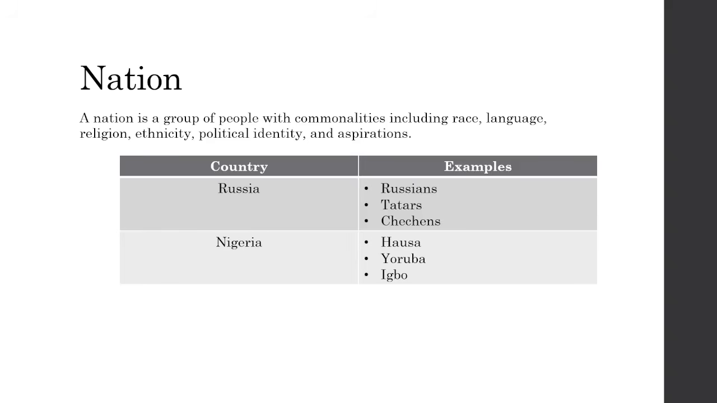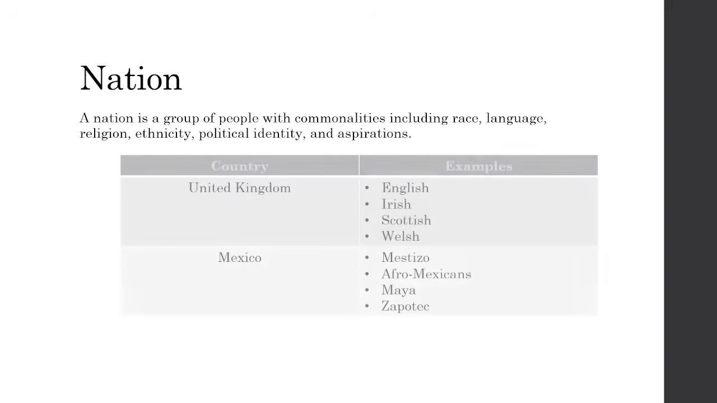And same thing with Nigeria. Nigeria is so diverse in their nationalities, and they all have their very strong distinctions. So we have the Hausa, the Yoruba, and the Igbo, and many, many more. You should really look up the different nations in Nigeria. In the United Kingdom, these are pretty familiar. We have the English, the Irish, the Scottish, and the Welsh, the four main semi-autonomous regions.